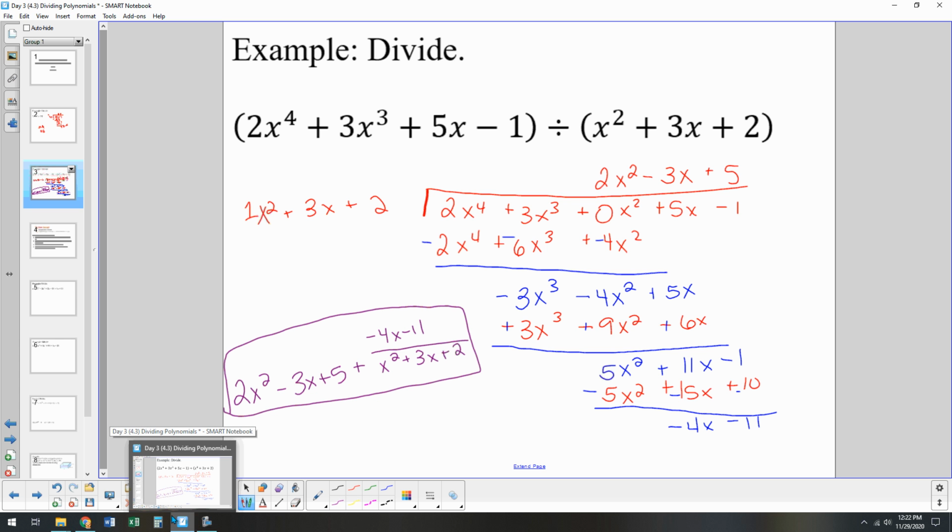Now I've got some good news for you. I'm not going to make you do long division. We're going to be using synthetic division, much like the synthetic substitution that we learned about on day 1. The only difference is synthetic division can only be used if you're dividing by a linear term, which means there cannot be an x squared in the problem.